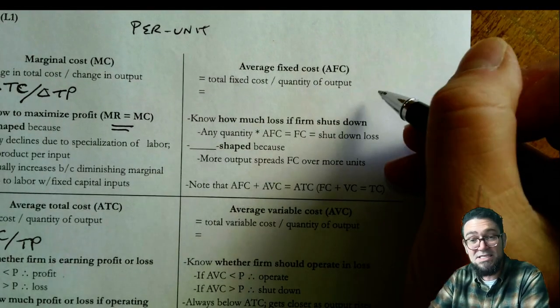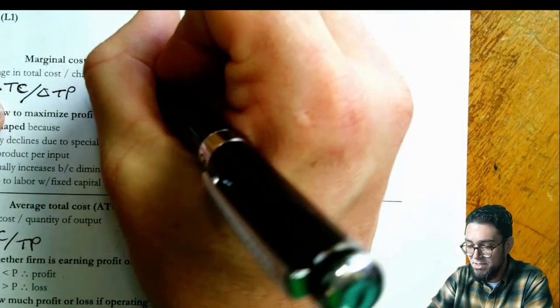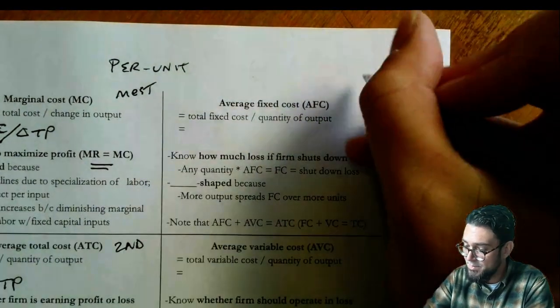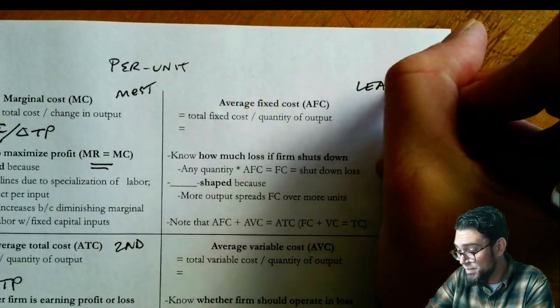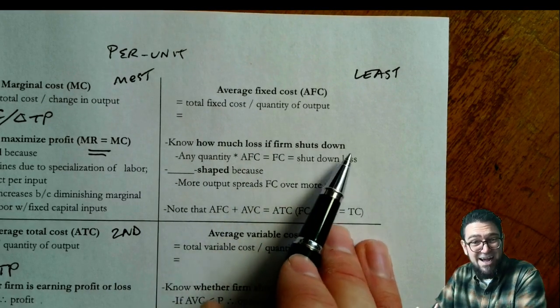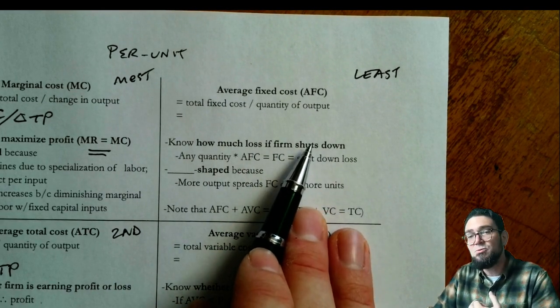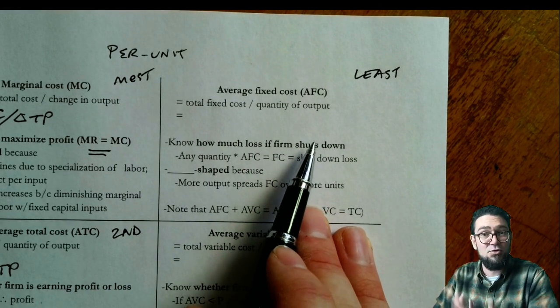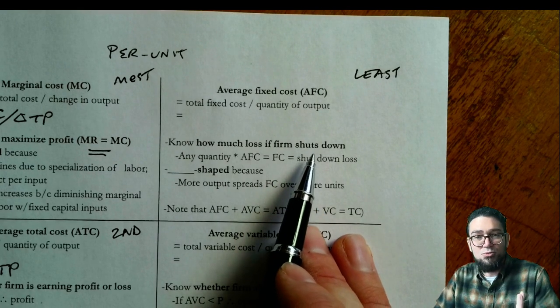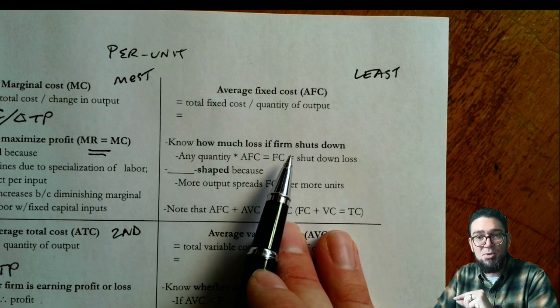This one's actually the least important of them. So you can say like most, and then second, we'll put there. And this is the least important one of them all. This one is only helpful to know if your firm is shut down, how much money would you lose? Because when you're shut down, like your company's not currently producing any units of output, this is telling us how much you would lose. And you can use this number to figure that out.